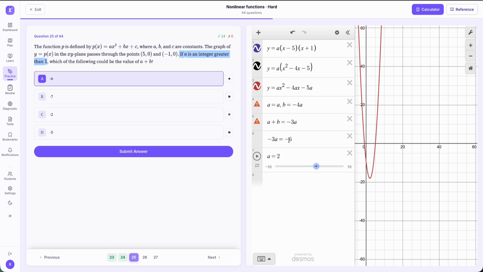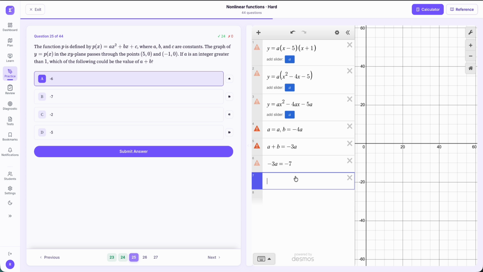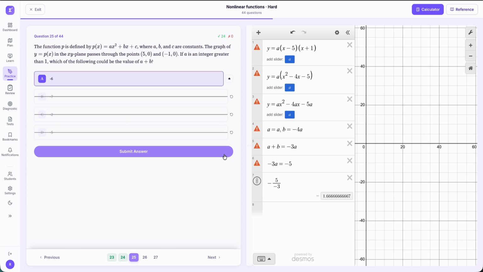Whereas take the other one, for instance. If you did negative 7, it would be a is negative 7 over negative 3. Yeah, so that's not an integer. So that's why that one couldn't work. And then what if it equaled negative 2? Well, it'd be negative 2 over negative 3. Not an integer. And then finally, what if it equaled negative 5? It'd be negative 5 over negative 3. Once again, not an integer. It's greater than 1, but it's not an integer. So yeah, that's how we can rule those out.